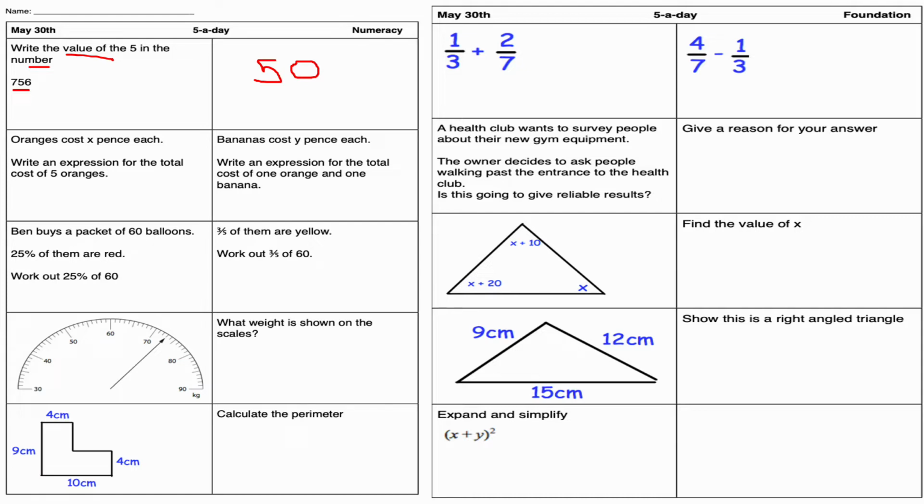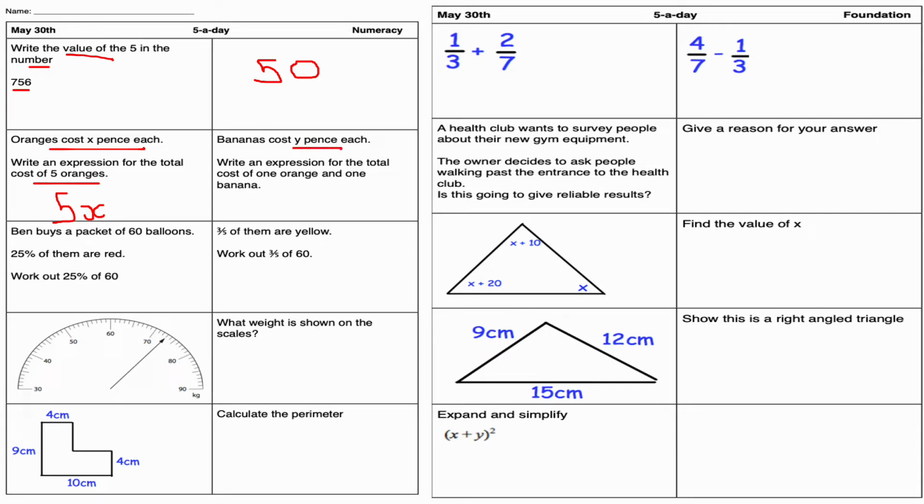heard it referred to as. Second question, oranges cost x pence each. Write an expression for the cost of 5 oranges. Well, if they cost x pence each, then it will cost 5x, because it's 5 lots of x. It's 5 times x, which is 5x.